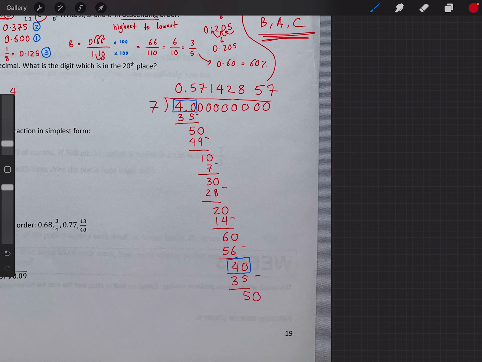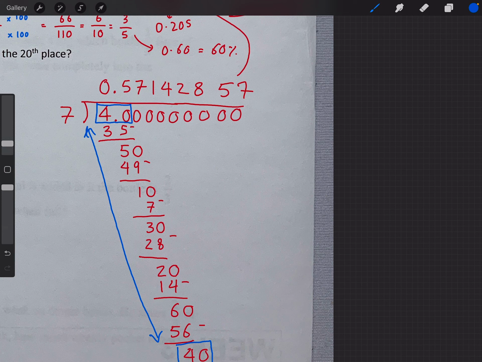As you can see, it's going to repeat this pattern, this whole pattern here. Just to show you, this whole pattern up to here. So that means that we're going to get 5, 7, 1, 4, 2, 8, and then we're going to get 5, 7, 1, 4, 2, 8 again. 5, 7, and so on. So that means that this entire thing is going to repeat. I'm just going to outline it for you.